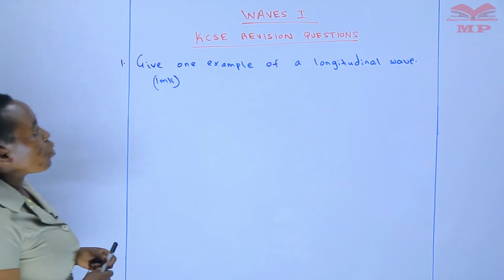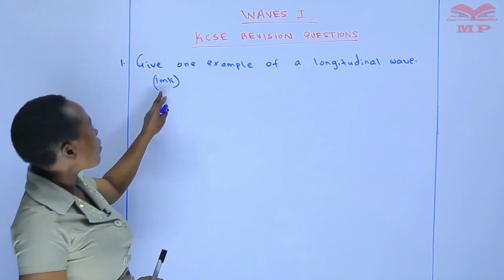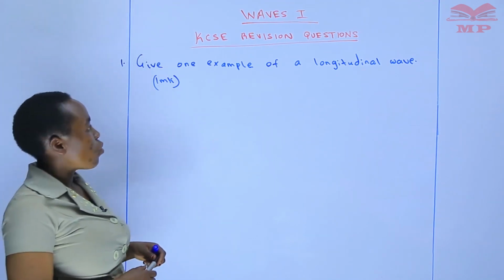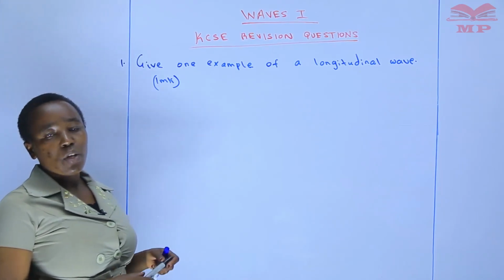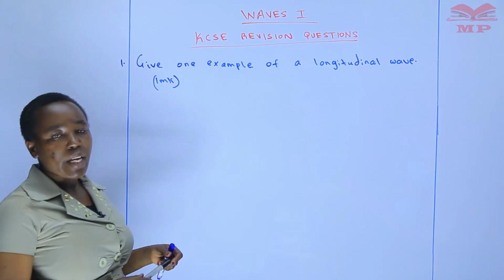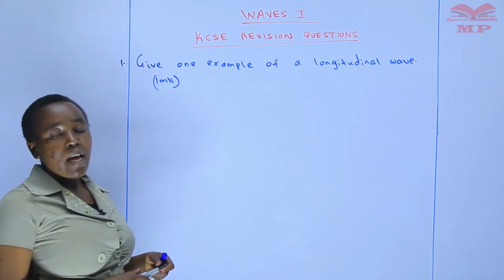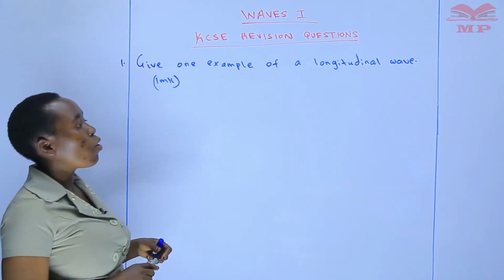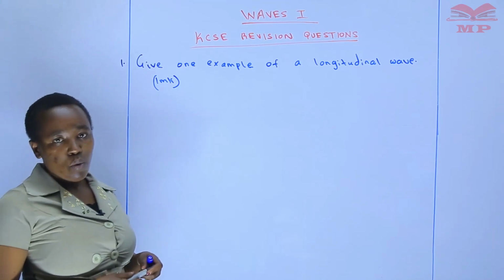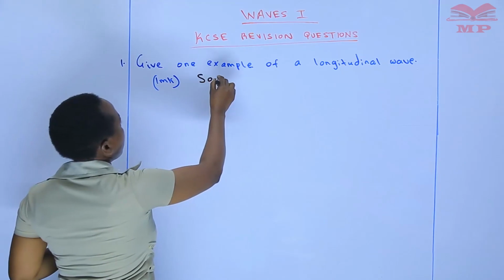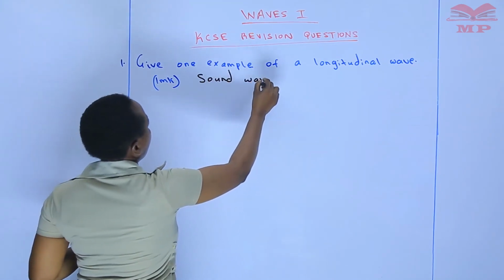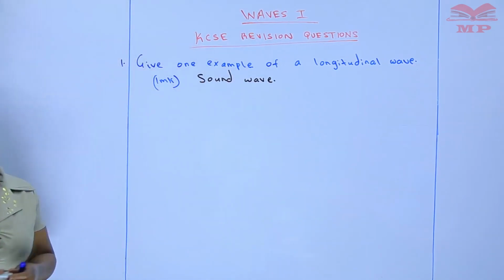Give one example of a longitudinal wave. It's carrying 1 mark. We think that longitudinal waves are waves whose vibration of particles is parallel to the direction of wave travel, and we gave one example of a longitudinal wave. Which one is that? The sound wave. That's okay. We move on to question number 2.